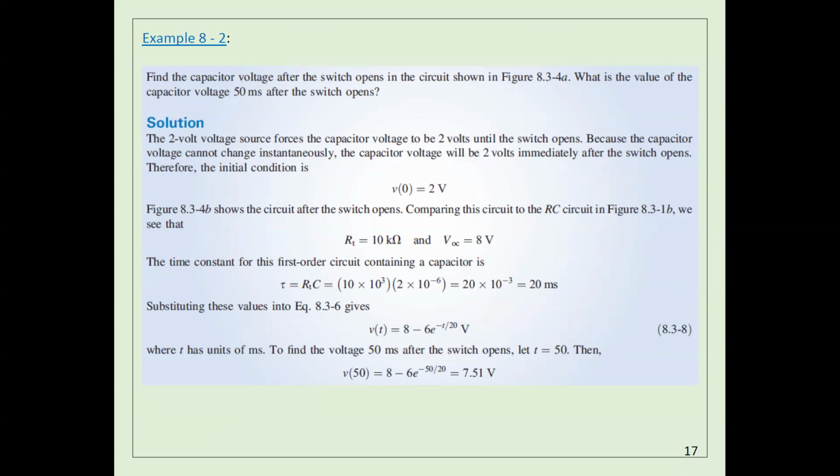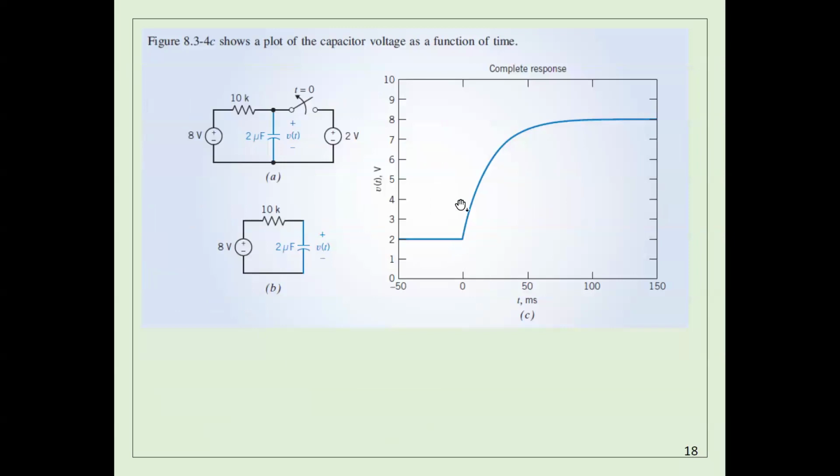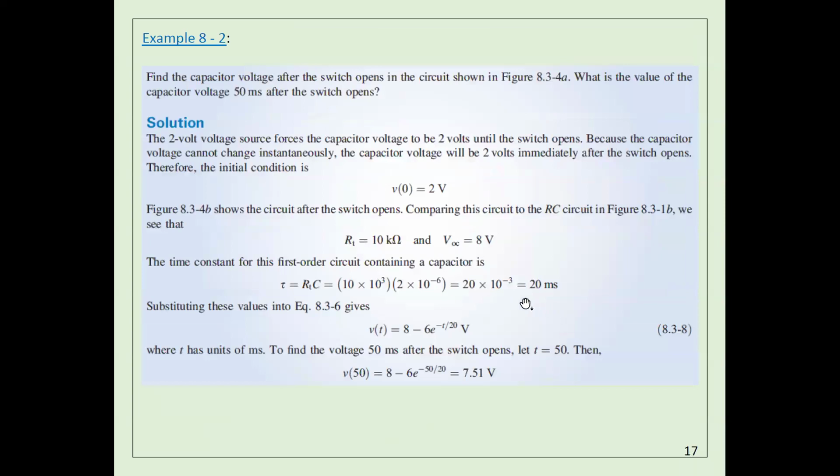Okay? So I have a nice figure here. If you look at the figure, we start from 0 here, and then it's going to charge. If the initial value is 2, we start from 2 at time 0, and then it's going to charge until it becomes 8. So here I'm asking after 50 milliseconds, it's here. It didn't reach 8 yet, but it was 7 point something, 7.5. Is that okay?